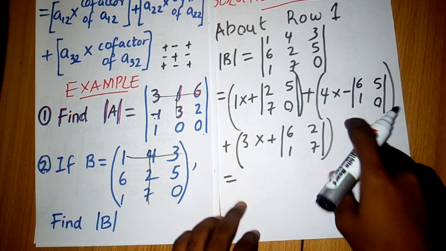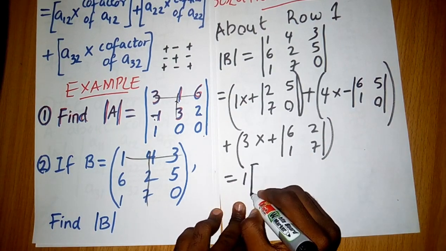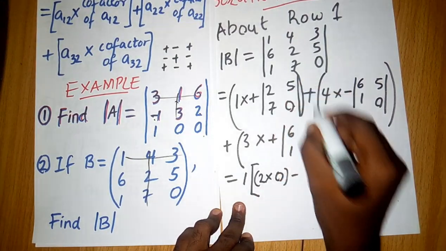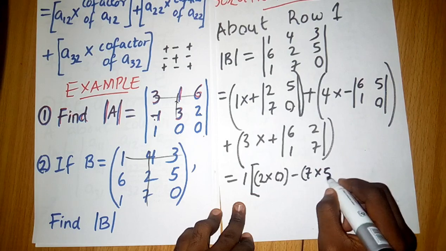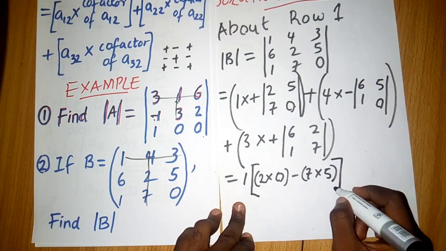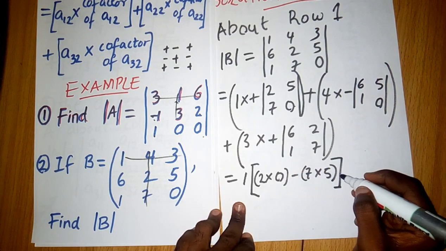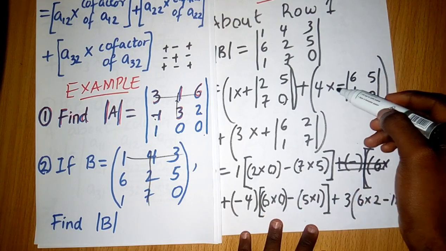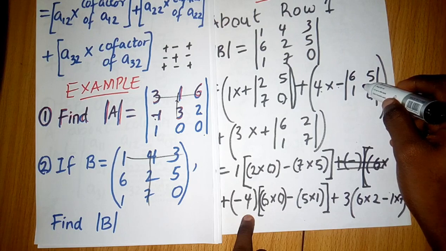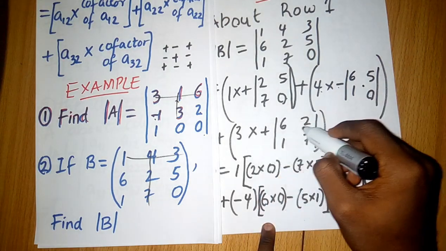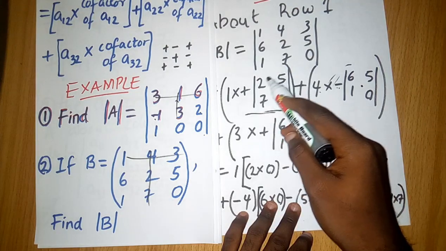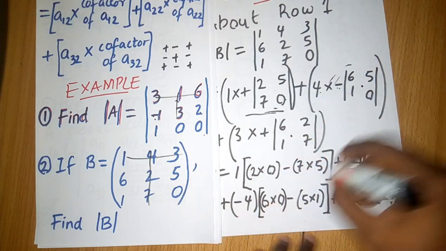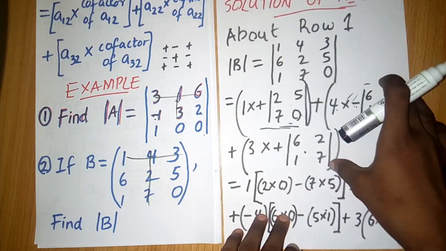So now this will give us 1 times 2 times 0 minus 7 times 5. Then you go through the rest like that: minus 4 times the determinant of this, then 3 times the determinant of this. All this is the cofactor, all this is the cofactor, all this is the cofactor. So that will give us this.